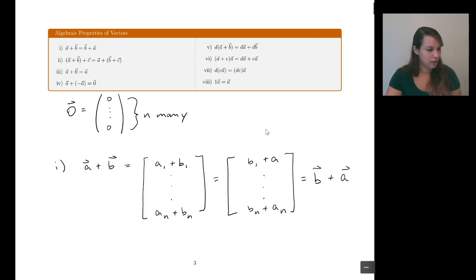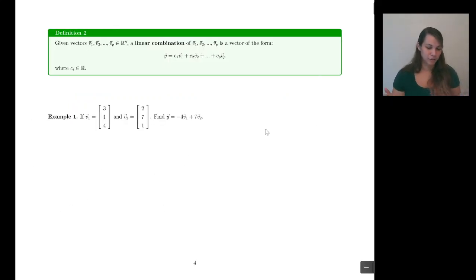So that's what I mean by you can verify any of these component-wise. Okay, so that was fun. Now we get to get into the real good stuff. So we've got vectors can be written as a linear combination. This should remind you of linear equations from yesterday.